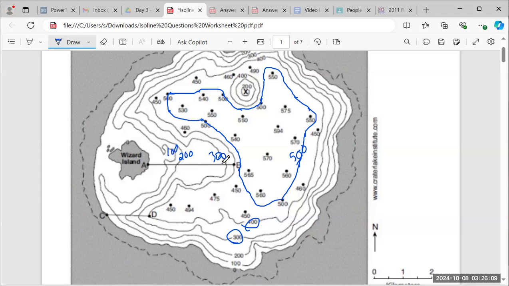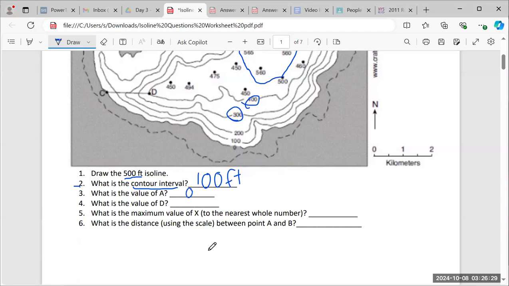Do you see a pattern? You see how, as I'm going in this direction, my numbers are decreasing by 100 when you're following it? So that means the next isoline given will be 0. So where A is located will end up being the value 0, 0 feet.